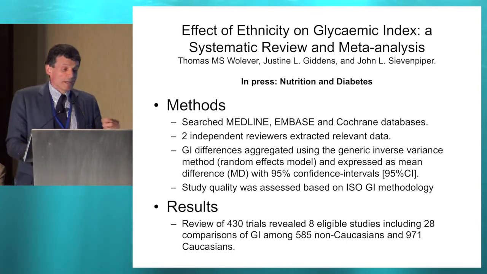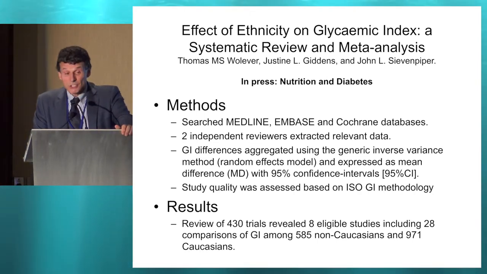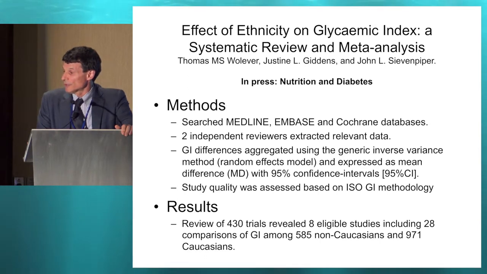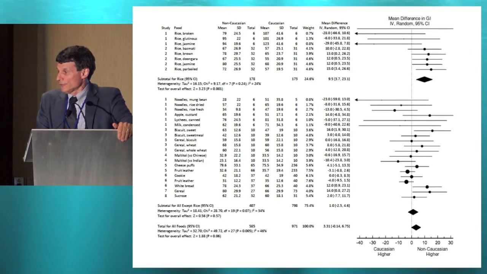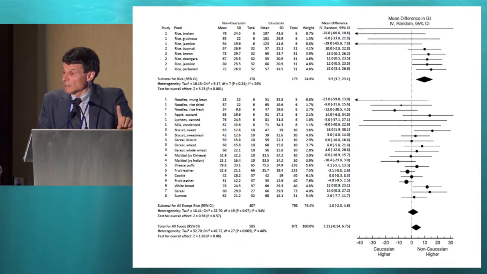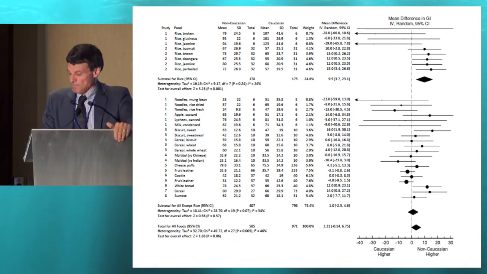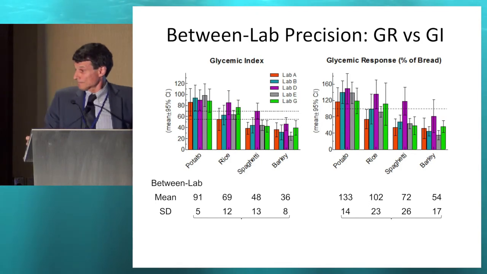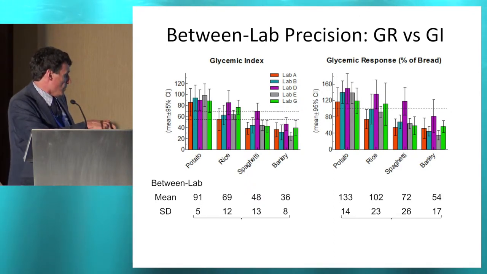So we've just done a systematic review and meta-analysis of the effect of ethnicity on GI, and it's just been accepted for publication. We used normal methods. We reviewed 430 trials. There are 8 studies, so this included 28 comparisons of foods among Caucasians and non-Caucasians. I put 585, but some of the studies had several foods, so the subjects are counted twice. Anyway, doesn't matter. Here are the results. Overall, we found there was a small difference. The non-Caucasians had a slightly higher GI, not quite significant, it just missed.